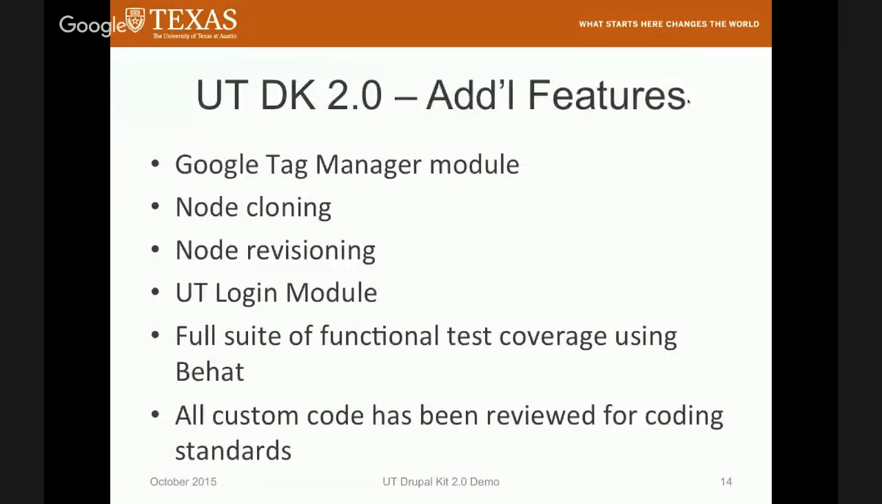So we've given you a quick, but hopefully pretty full-featured overview of what UT Drupal Kit 2.0 is going to look like. Some additional features that are going to be included that we did not demonstrate today. There's a custom module that we've created for adding the Google Tag Manager snippet to your pages, which is sort of the next generation of Google Analytics that we're encouraging people to adopt.